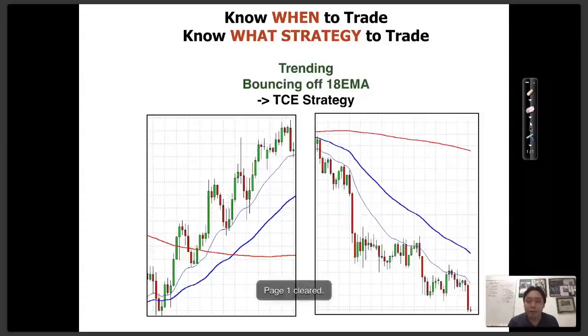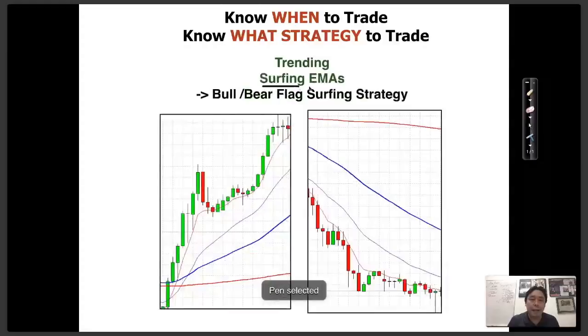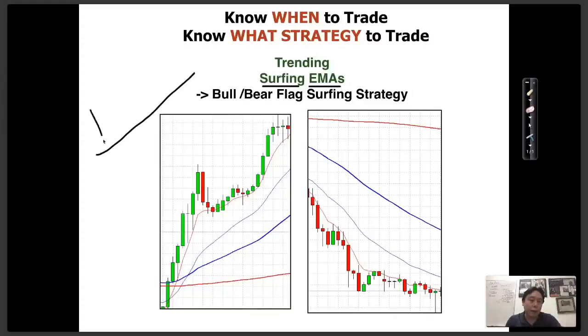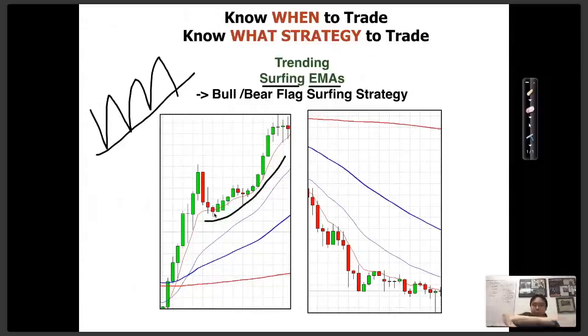Now, finally, the final pattern that I see is what we call the surfing EMA pattern. Now, again, there's a difference between bouncing off the moving average and surfing the moving average. Here's the difference. Let's imagine this is a moving average. Bouncing would be like that. That's bouncing. Surfing is when the price is hugging the moving average. Like this is what I call surfing. Check this out. Can you see that? It is literally hugging the moving average. I call it surfing the moving average.